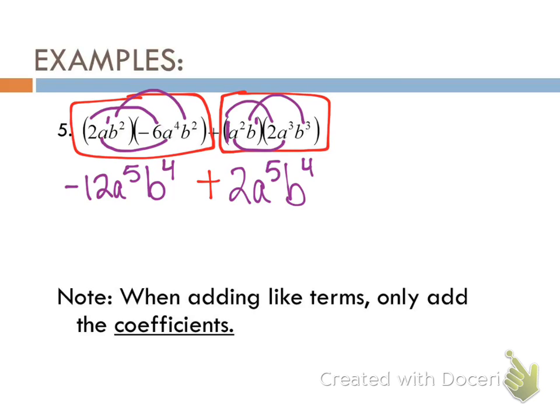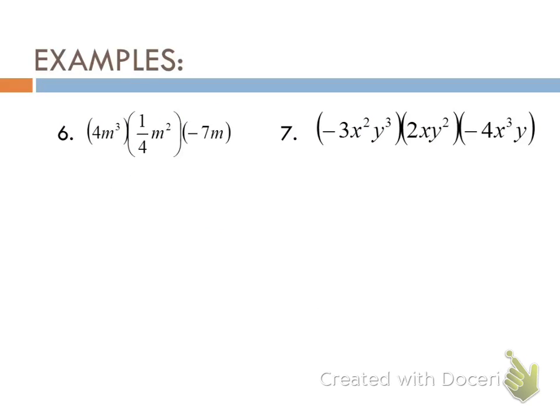So we're going to take negative 12 plus 2 and get negative 10. Should I change my exponents on my variables? No. If we are combining like terms, the exponents don't change. That's what that note at the bottom says. When adding like terms, only add the coefficients. That means we don't change the exponents. All right.